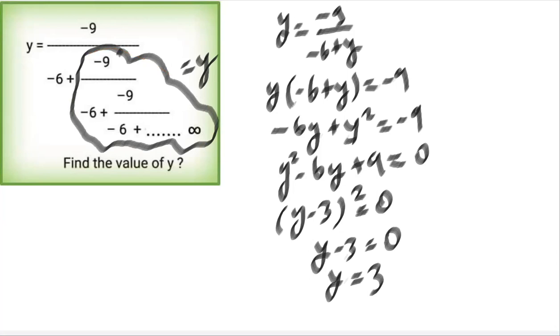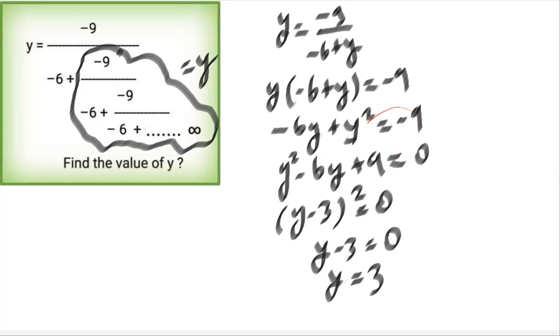So if we rewrite by doing this substitution, we will see that Y equals -9 divided by -6 plus Y. Now we do cross product. So Y times -6 plus Y equals -9. So let's remove the bracket. So -6Y plus Y times Y is Y squared, -9. And let's rearrange in standard form. The highest degree is first, then the next degree, and the lowest degree. Degree means the power of Y. So here there is no Y, or you can put Y power 0.